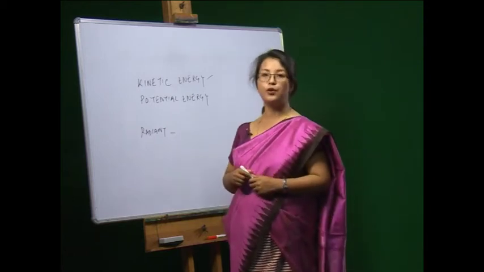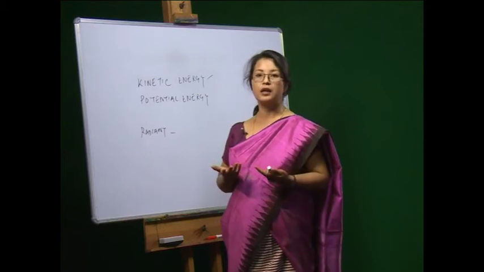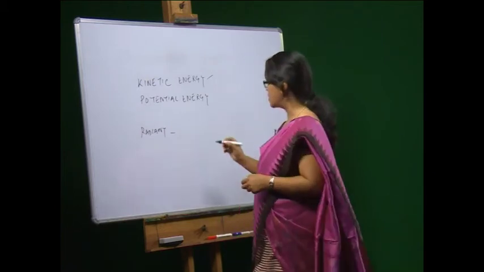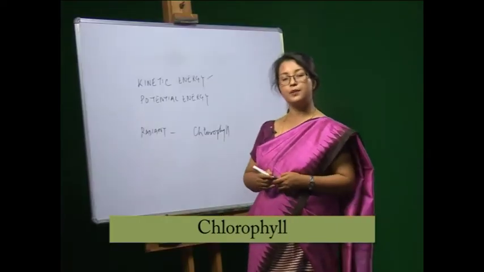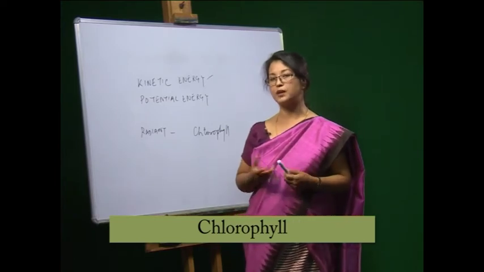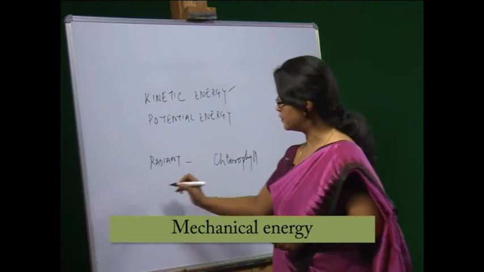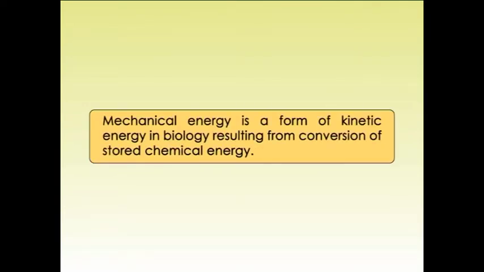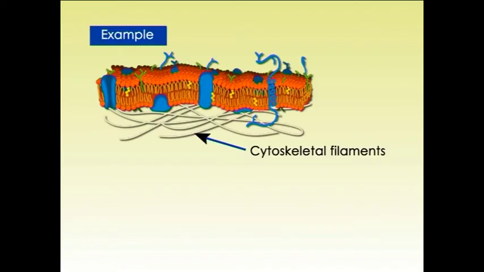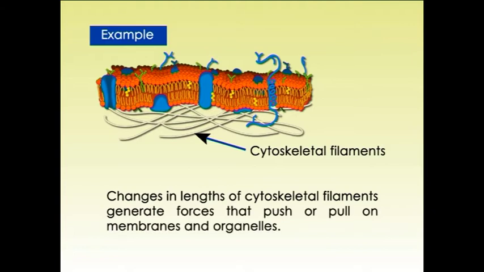For example, during photosynthesis, light energy absorbed by pigment molecules such as chlorophyll is subsequently converted into energy of chemical bonds. Next is mechanical energy. It is a form of kinetic energy in biology resulting from conversion of stored chemical energy. For example, changes in the lengths of cytoskeletal filaments generate forces that pull or push on membranes and organelles.